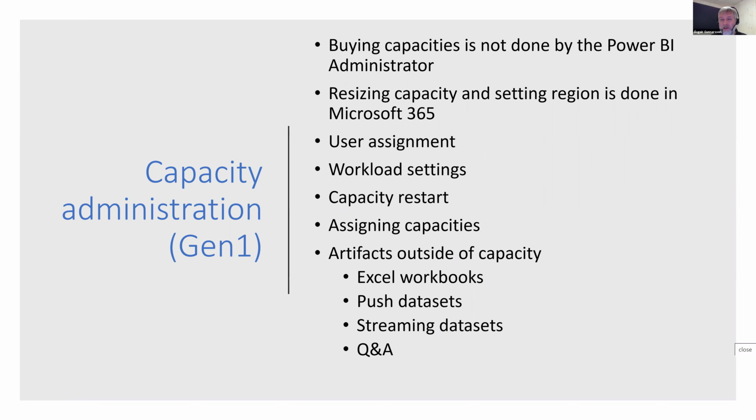So first of all, the administrator does not buy capacities. That's done in Office 365, or in Azure if you're doing Power BI embedding. Resizing and setting region is also done in 365. So you can set a region for a capacity. There are companies that decide to buy one capacity in the US region and one in Europe because they want to keep the data in certain areas. Those kinds of settings are also done in Microsoft 365. The Power BI administrator does not have access to do anything like that.